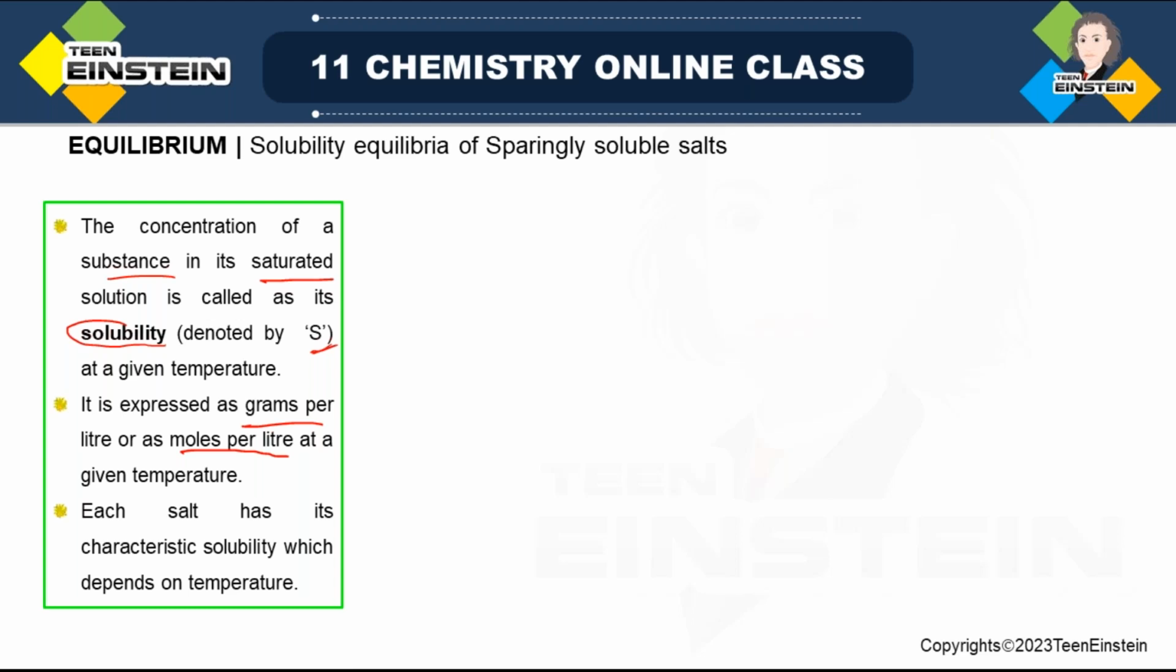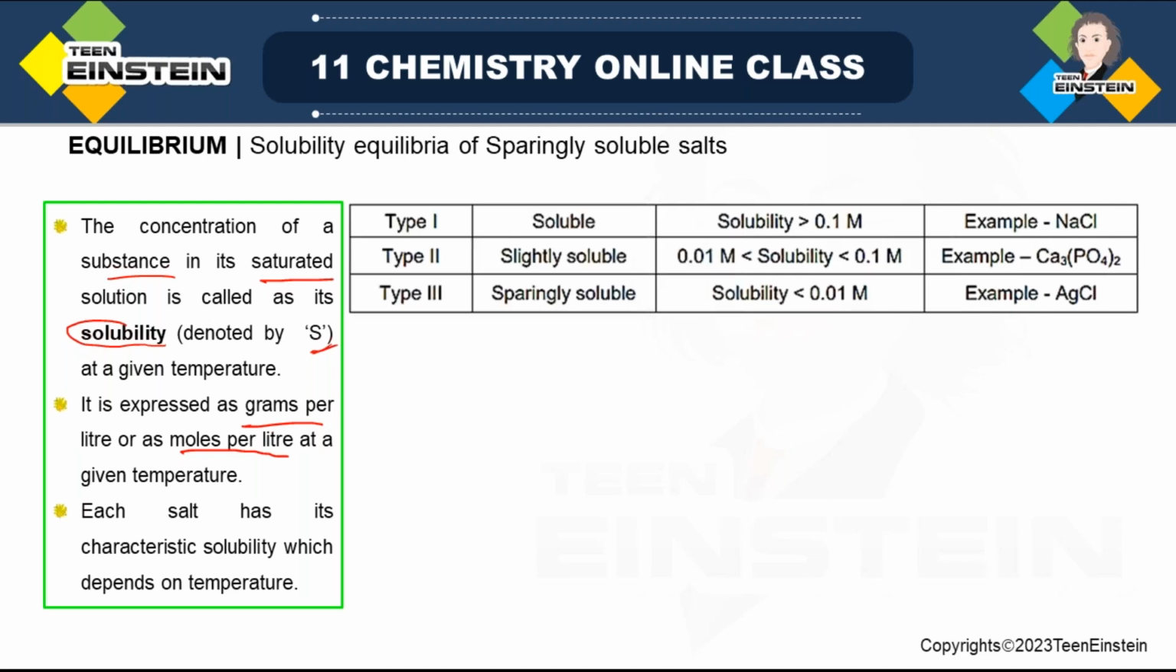How to decide that? For that there are specific values. If the solubility falls in a particular range, you can call the salt soluble. So see, in this table we have these ranges. There are a total of 3 types: type 1, type 2, type 3. Type 1 are those that are very soluble, so solubility is greater than 0.1 molarity. An example is sodium chloride, or any other salt like potassium chloride, and these are mostly alkali metal or alkaline earth metal salts.